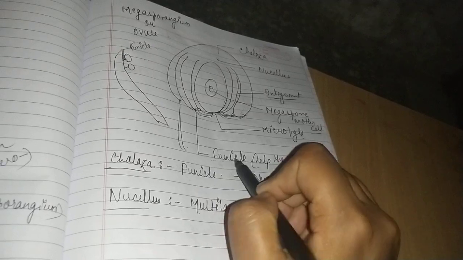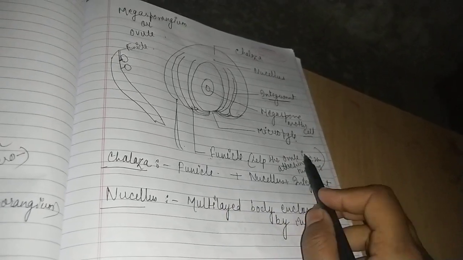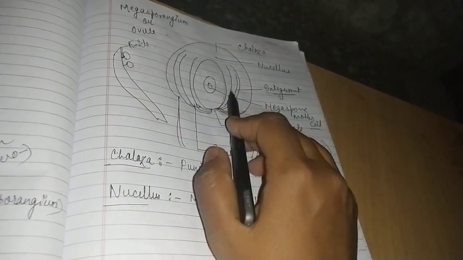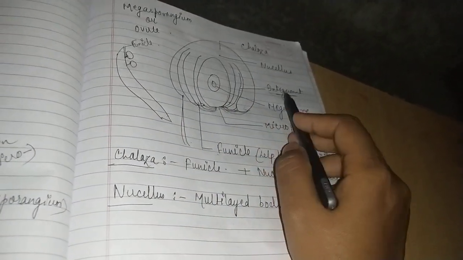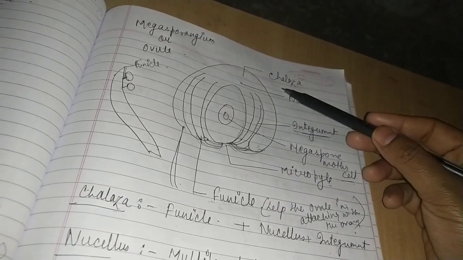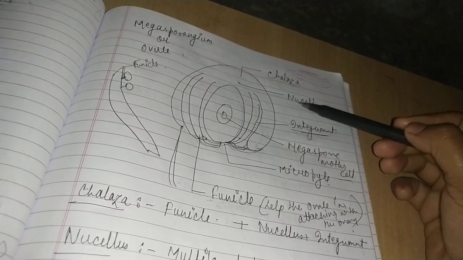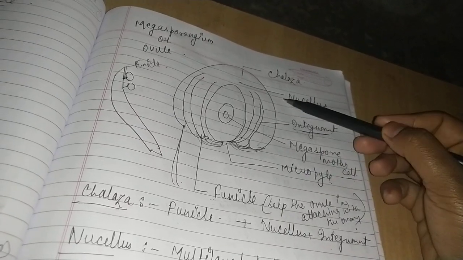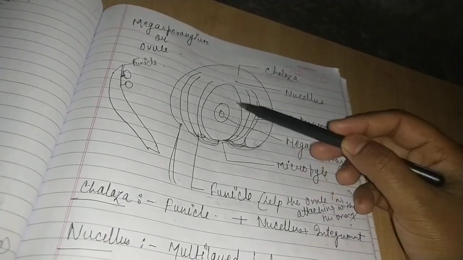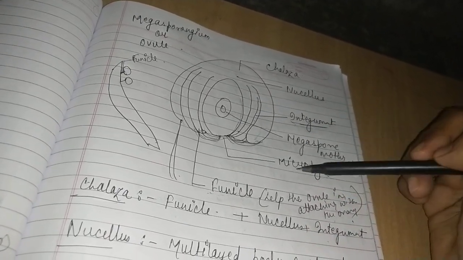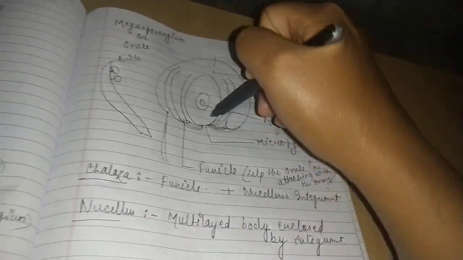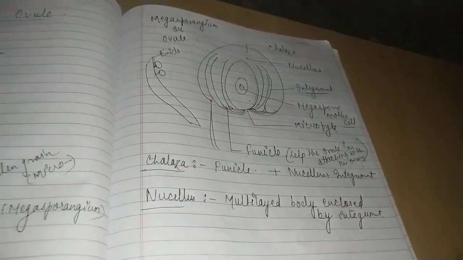See, this is the funicle. Funicle basically helps in attaching the ovule with the ovary. And then the integument, the multi-layer part, helps in giving protection. Here the chalaza, the junction point of funicle with the nucellus and integument. Here the nucellus is enclosed within the integument. Here the megaspore mother cell is in between the embryo sac, and here the micropyle, a small pore-like structure from where the male gamete will enter inside this cell. See, I think this is clear to you.